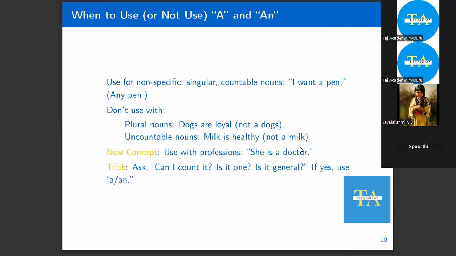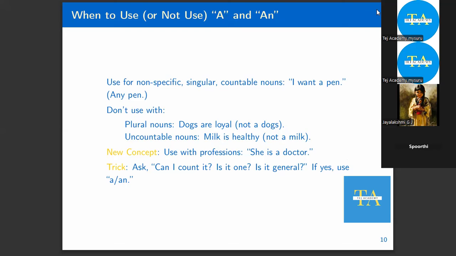Students, let me know if you have any doubts. Okay, now we will go to further information regarding the articles. We use a and an for non-specific singular countable nouns, like I want a pen. Among any pens, you can give me any of them. So I want a pen, not a specific one. Pen here is not a specific object. Like I need a bottle, like that.